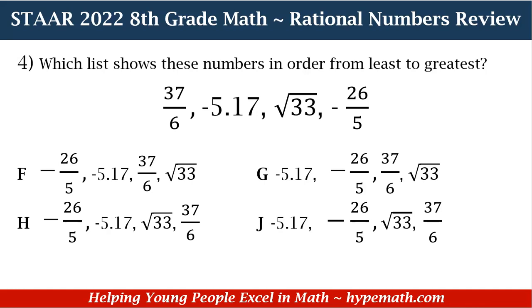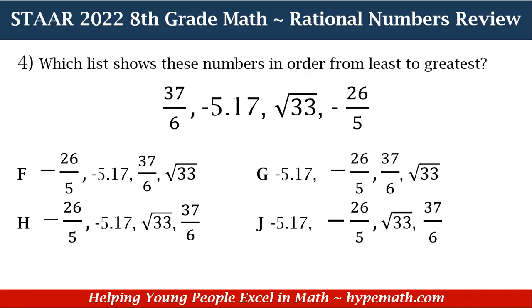Which list shows these numbers in order from least to greatest? 37 over 6, negative 5 and 1700ths, the square root of 33, and negative 26 over 5. Okay. And for F, we have negative 26 over 5, negative 5 and 1700ths, 37 over 6, and square root of 33. Answer choice G is negative 5 and 1700ths, negative 26 over 5, 37 over 6, the square root of 33.